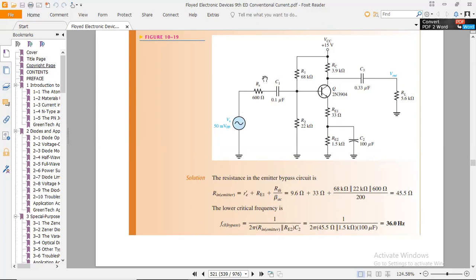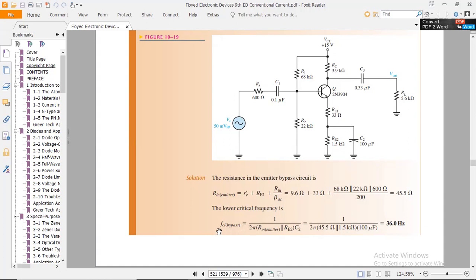In the first scenario of the numerical, assignment 2 question number 1, that was the input critical frequency, this is the output critical frequency, and here is the bypass critical frequency. Why bypass? Because it appears on the bypass capacitor. This concept we have to study at this level. First is the input critical frequency concept, then the output critical frequency concept, and this is the bypass critical frequency concept we are discussing here in this numerical.